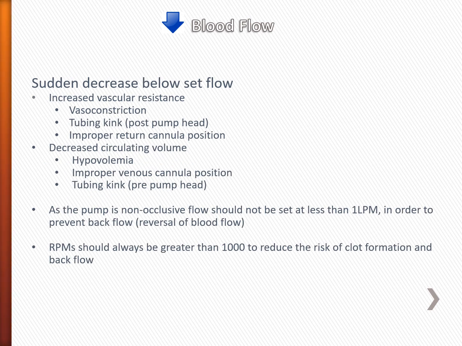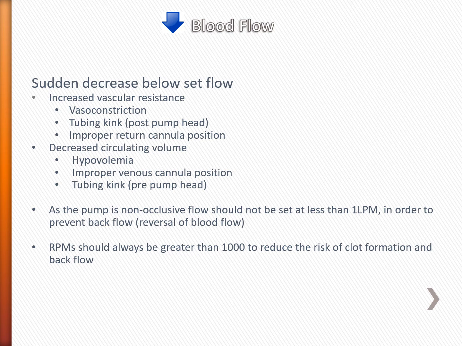Opposite to that is the blood flow has now decreased. So the opposite again, increased vascular resistance. Maybe you're having to go up on their pressors. Maybe there's a tubing kink. Improper return cannula position. Decreased circulating volume. So hypovolemia, improper venous cannula position, could have a tubing kink again.